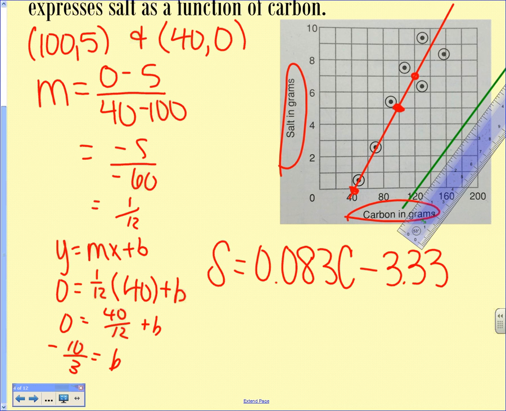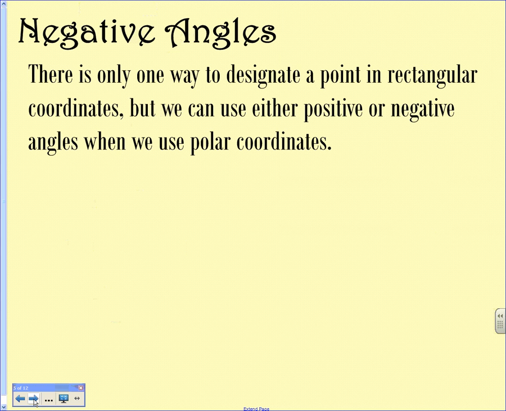Okay? Their answer is, well, they have two different answers. They have S equals 0.05 C plus 1. They also have 0.1 C minus 4. Our answer's pretty close. So would that answer work? Your answer won't be exactly what the book has, but it should be close. Okay? Any questions here? If you're ever unsure whether your answer is right, always ask me and I can tell you. All right, so moving on to negative angles.